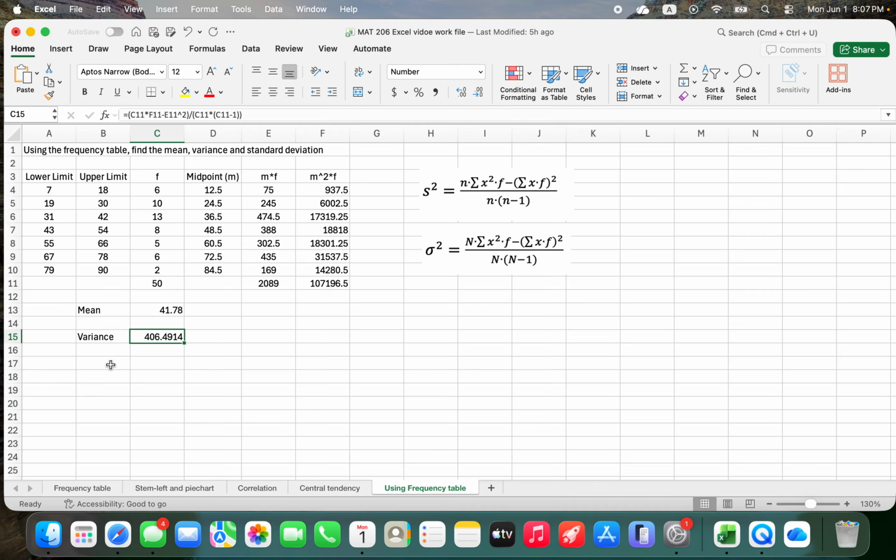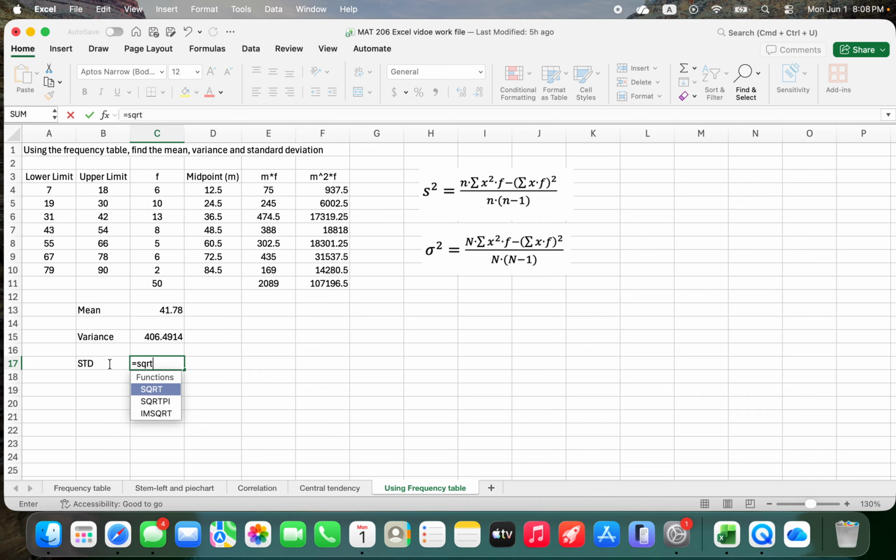And now the standard deviation is equal to, usually, the square root of the variance. So SQRT, that's the square root symbol, square root, and then the variance value, enter. Then that will be the standard deviation.